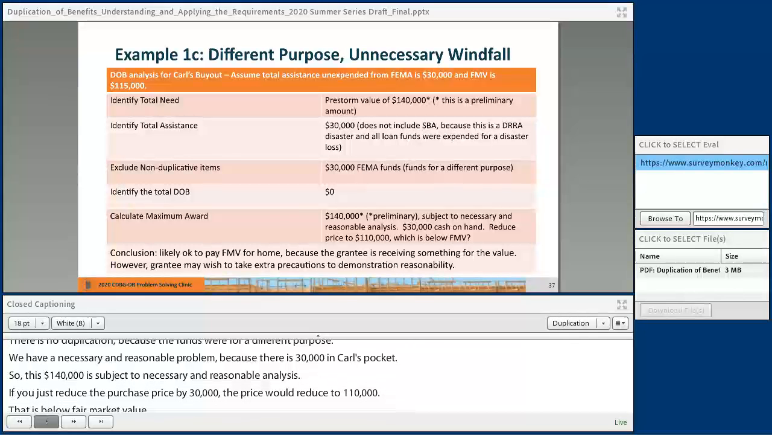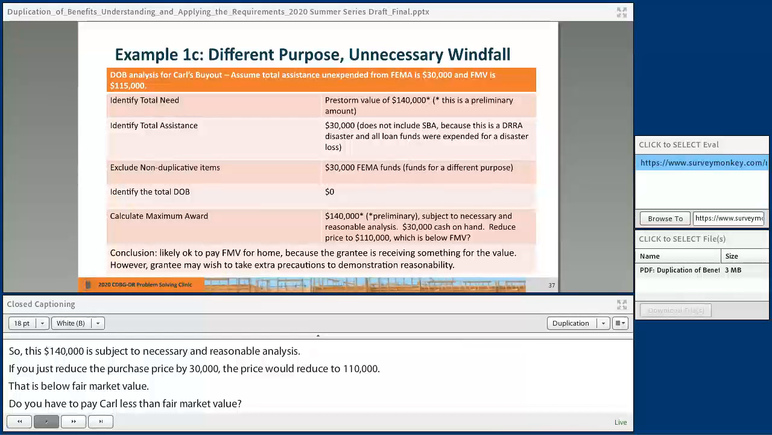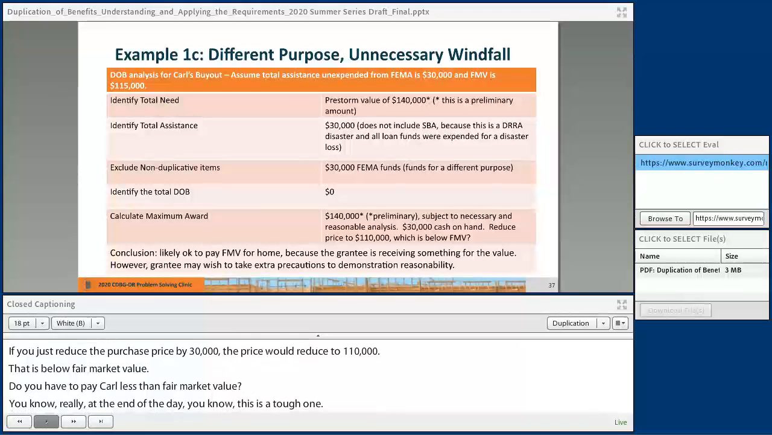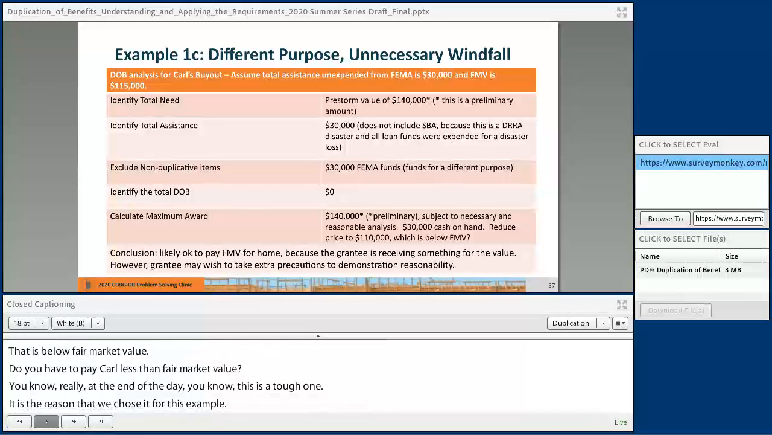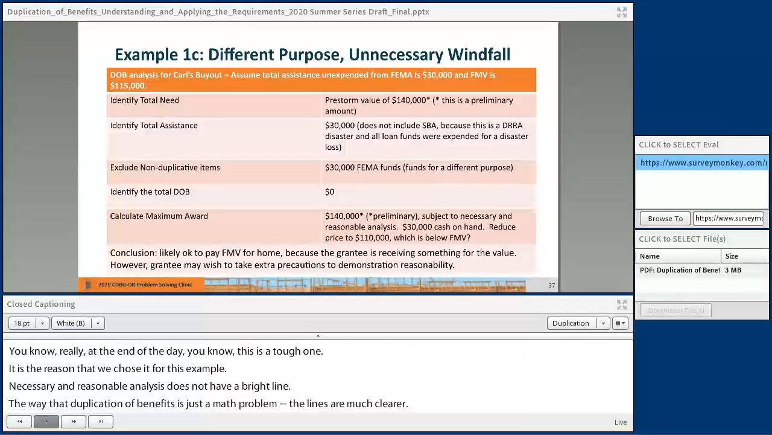And really at the end of the day, this is a tough one, and it's the reason that we chose it for this example. Necessary and reasonable analysis does not have a bright line, the way that duplication of benefits is just a math problem, and the lines are much clearer. When you're talking about what's reasonable here, you can probably make the case that it's reasonable to pay Carl fair market value for his property, $115,000.